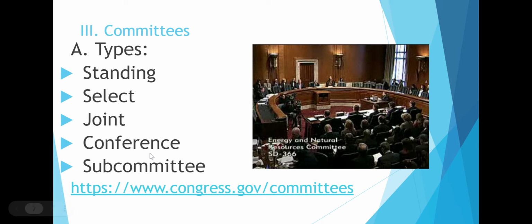Last type, subcommittees. This is just a smaller type of a larger committee. So a committee is going to be a small group of representatives or senators. A subcommittee, break it down even further into a narrower topic. And this link will take you to all the different committees currently active in Congress.